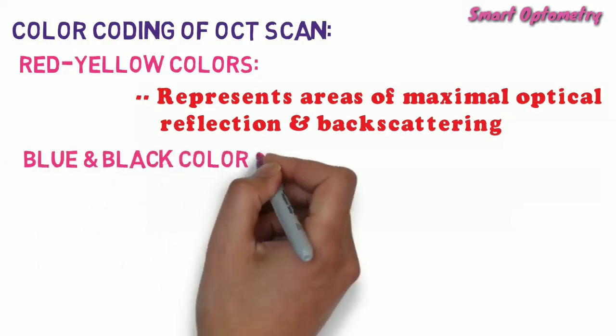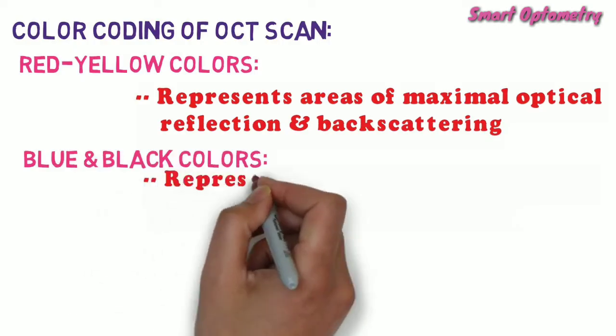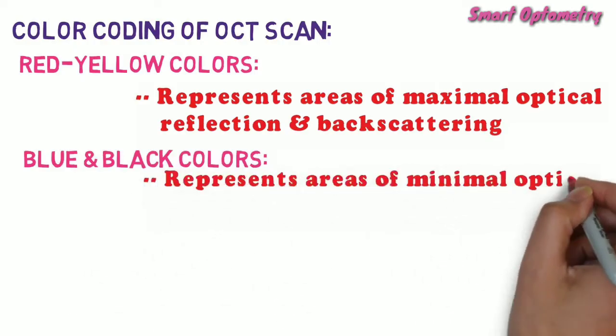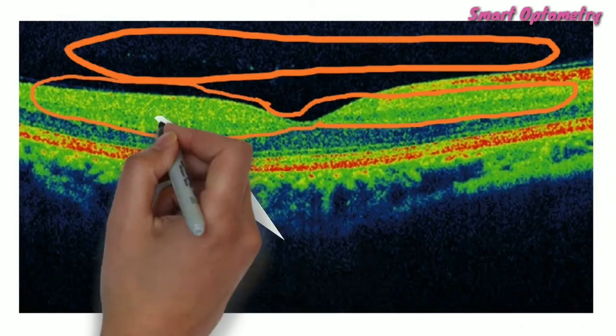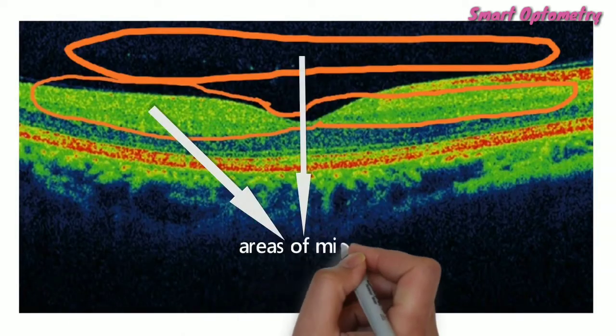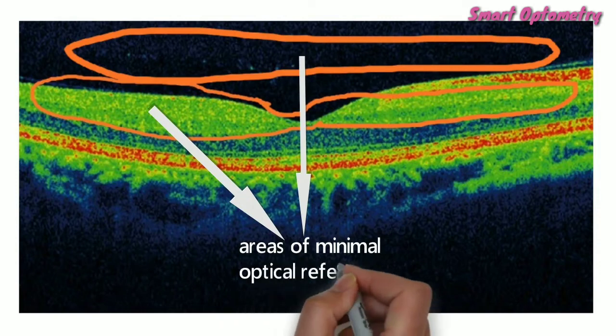Now blue and black colors represent areas of minimal optical reflection and backscattering. Here in this figure, these two regions are areas of minimal optical reflection and backscattering.